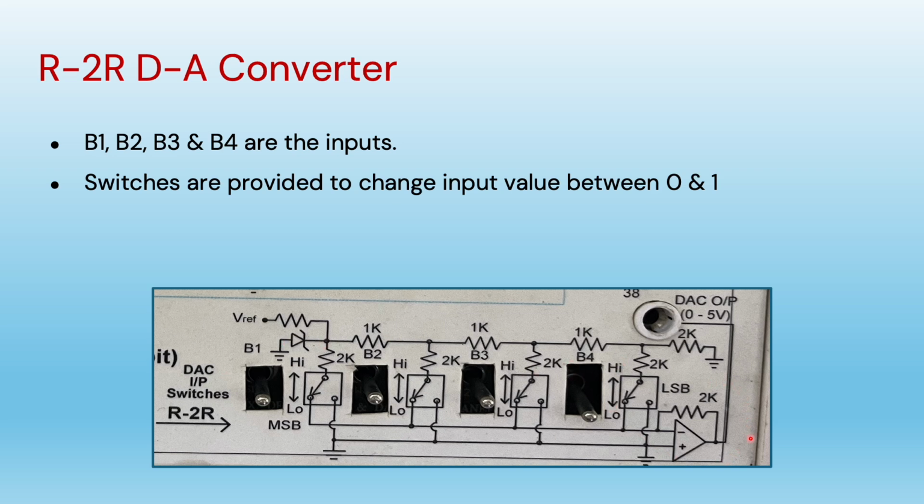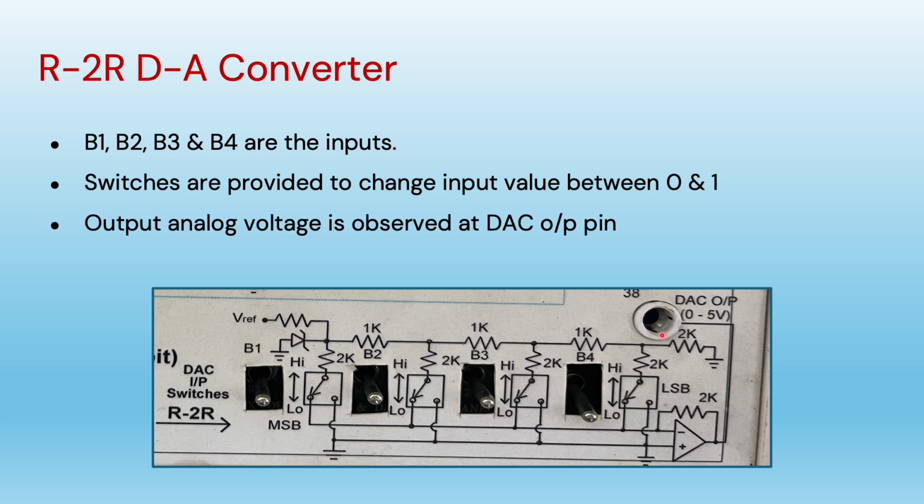This is the complete network, right? And the input is applied at the other end of the 2R value, that is the 2K resistor. And the output voltage is observed on this pin. It is connected to the voltmeter, and the voltmeter measures the voltage available here for different combinations of the input switches. Let's do this experiment.